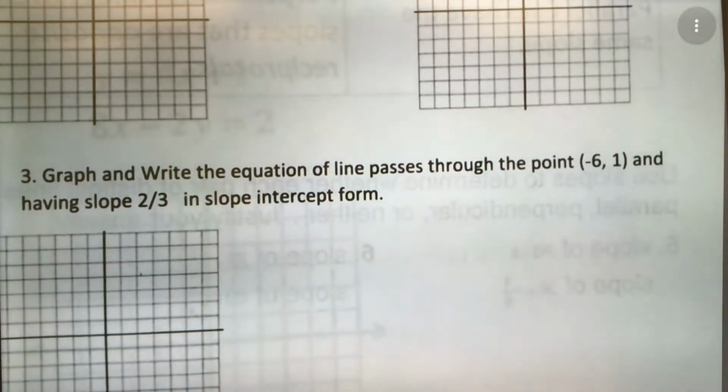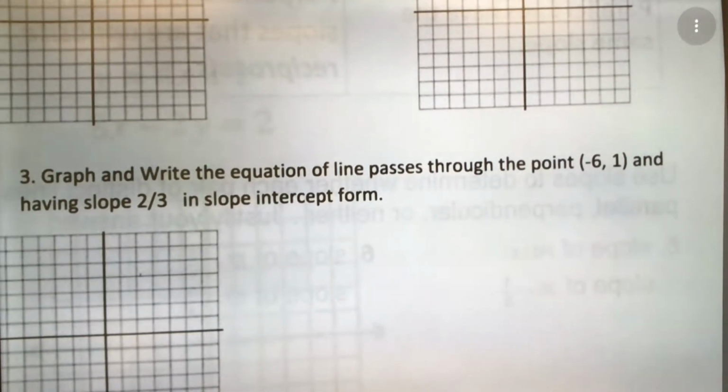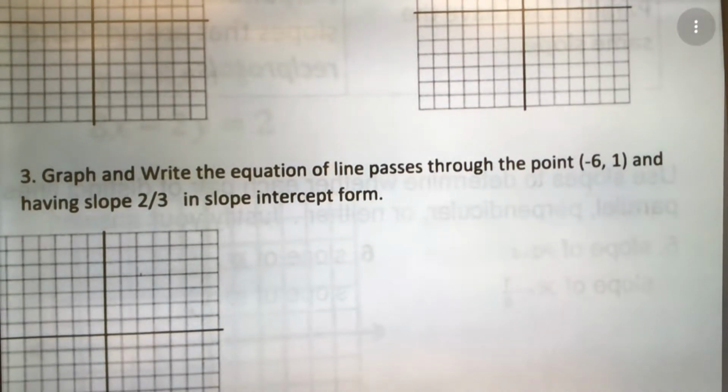Here the question is asking to write the equation of a line that passes through negative 6, 1, and the slope of that line is 2 over 3. We can do this problem in two different ways. You can draw the graph, then write the equation, or we can use the algebraic method. I will show you both ways, and let us do the graphical method first. That is comparatively easy to do.